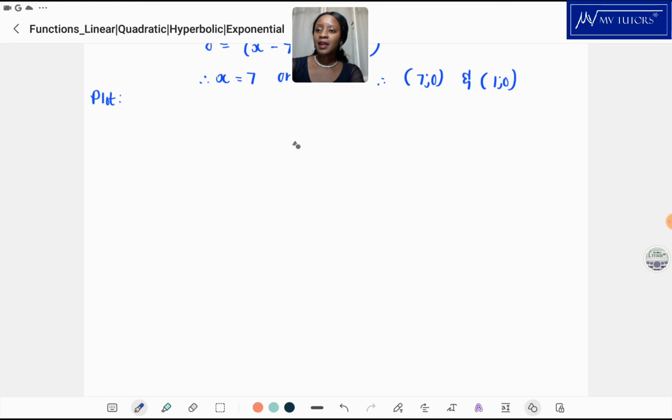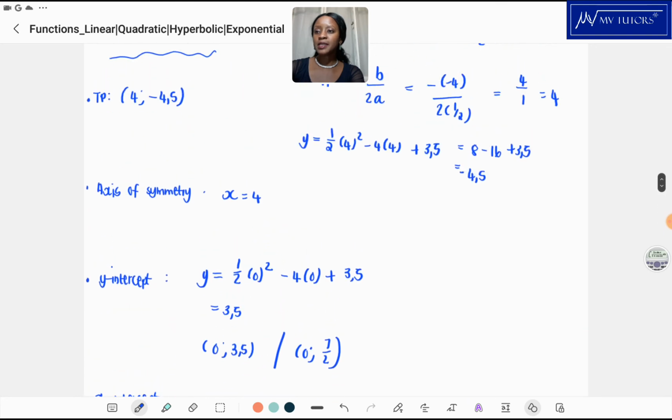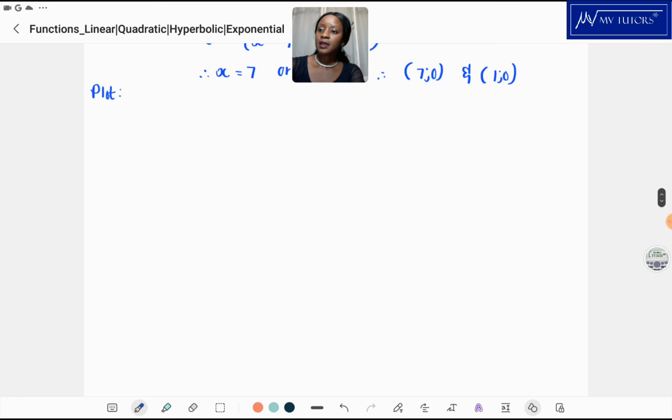All right, so I have 7 and 1 as my x-intercepts. My turning point, I have 4 and negative 4.5. So I will do it like this.